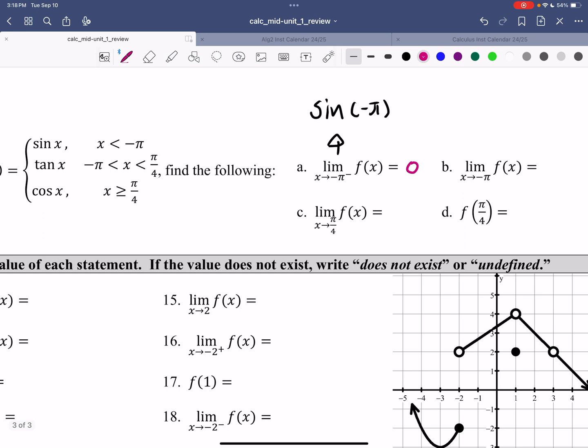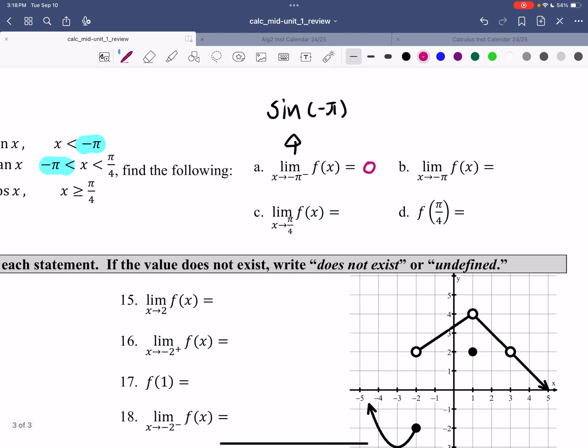Now let's talk about p. Do you see the limit approaching negative pi? If it doesn't have a positive or negative sign on the top, in that case, you have to find both positive and negative sides. So you've got to use both of them. So let's plug in first.